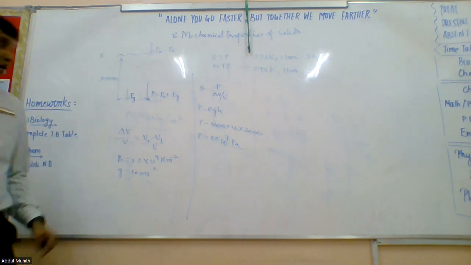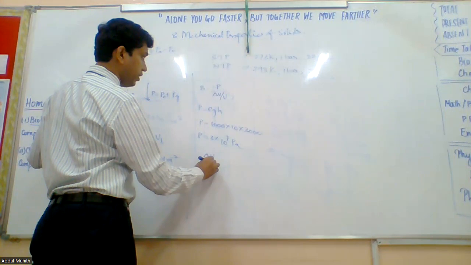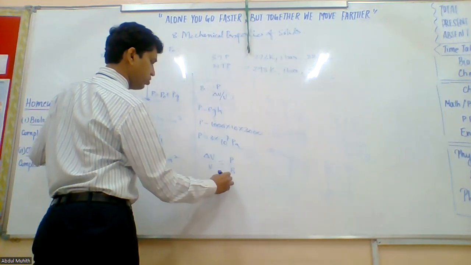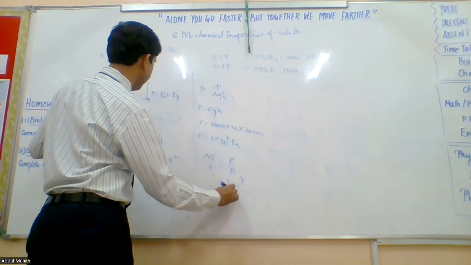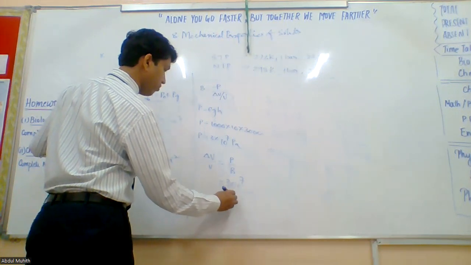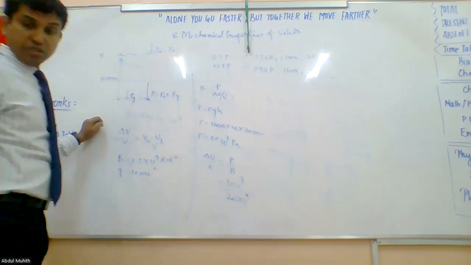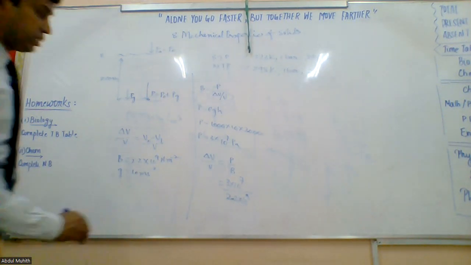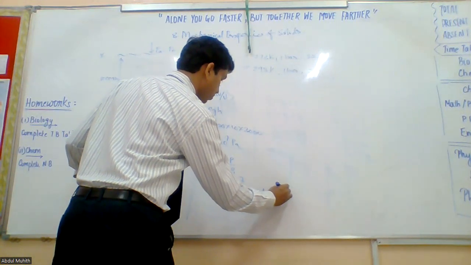Now I want to find out this value. So what I'm going to do is cross multiply: delta V by V is equal to P by B. Don't write minus. Just 3 into 10 to the power of 7 divided by 2.2 into 10 to the power of 9. You get the answer, 1.36 into 10 to the power of minus 5.